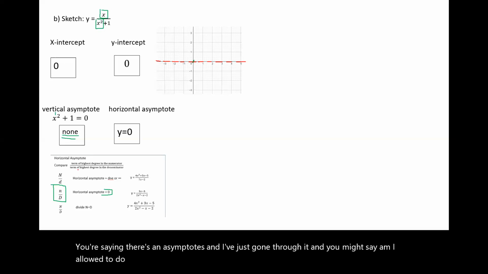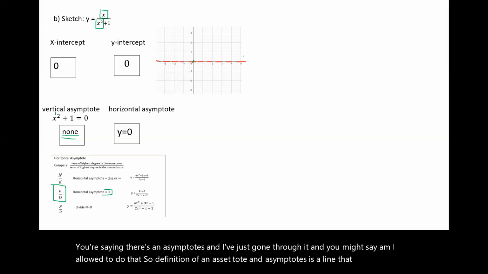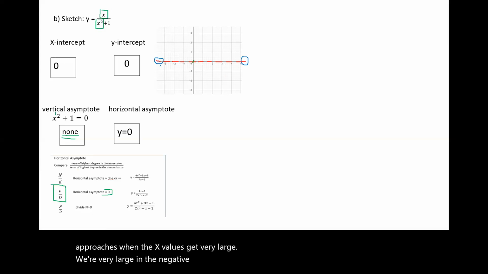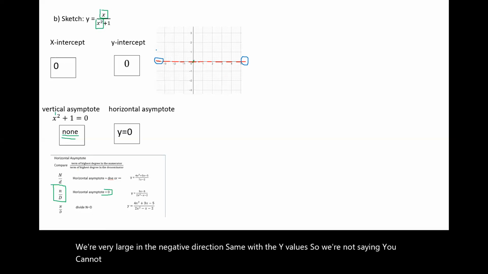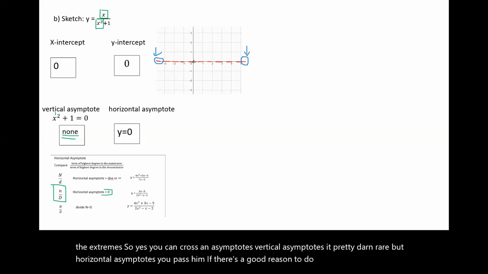So definition of an asymptote. An asymptote is a line that a graph approaches when the x values get very large or very large in the negative direction. Same with the y values. So we're not saying you cannot cross it in the middle. We're saying it's what you approach when you're way out on the extremes. So yes, you can cross an asymptote. Vertical asymptotes are pretty darn rare, but horizontal asymptotes, you pass them if there's a good reason to do so. And a good reason would be an x-intercept.